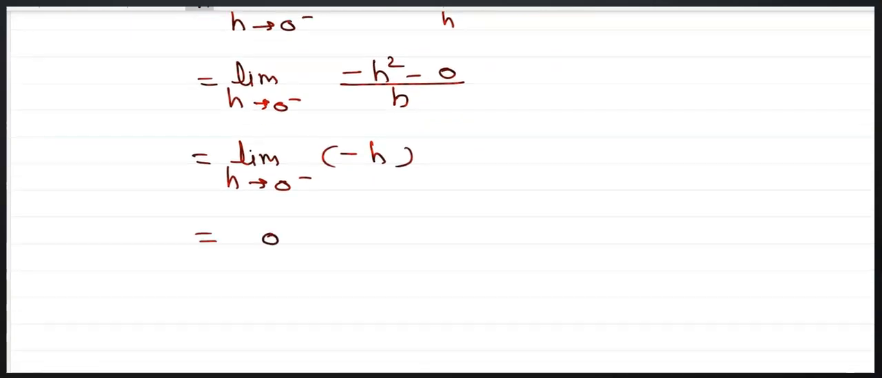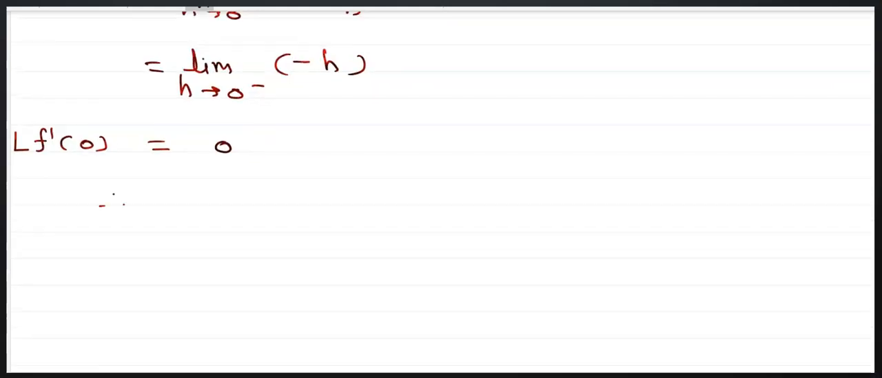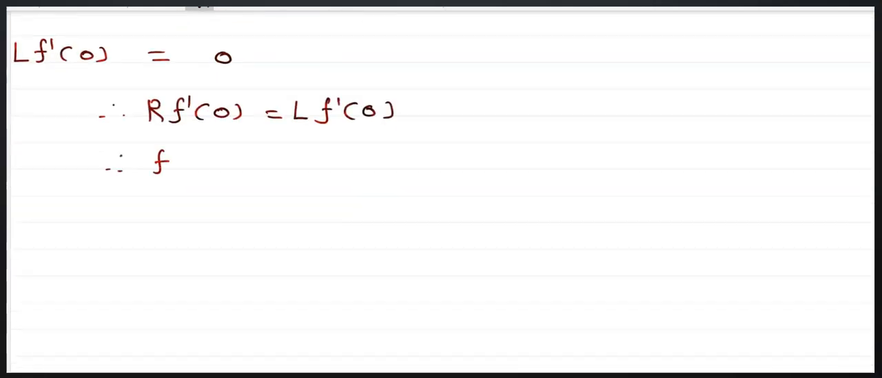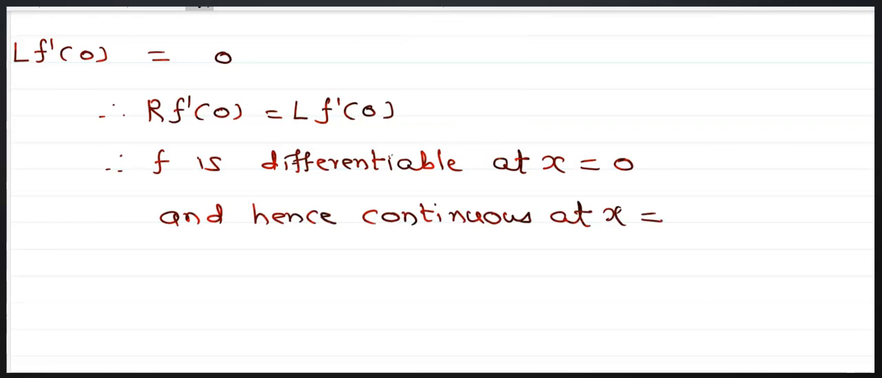Therefore left hand side and right hand side both are the same, and hence it is differentiable at x is equals to 0. F is differentiable at x is equals to 0, and hence continuous, because by using the converse we are proving this.